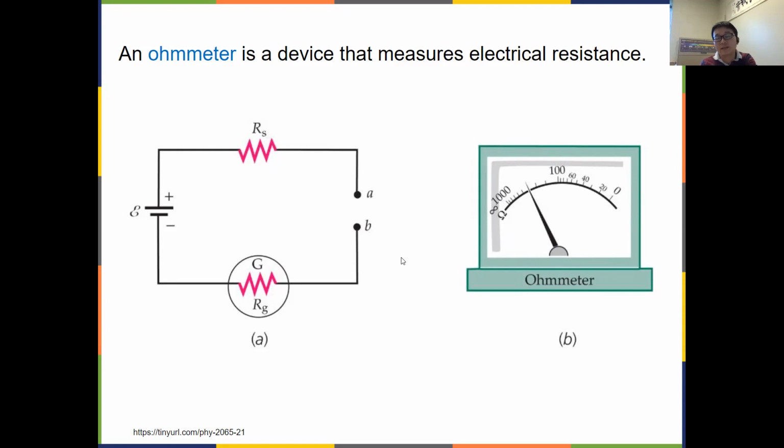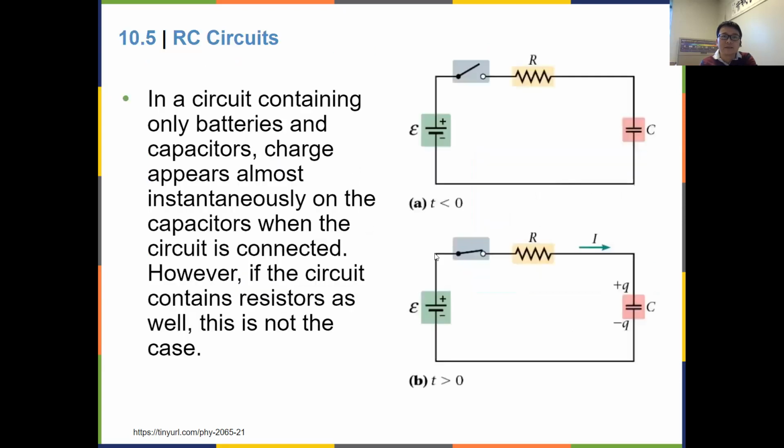If you have a digital one, then you probably don't have the scale show up. Those are the three main devices you would use in the lab. The next section talks about the RC circuit.